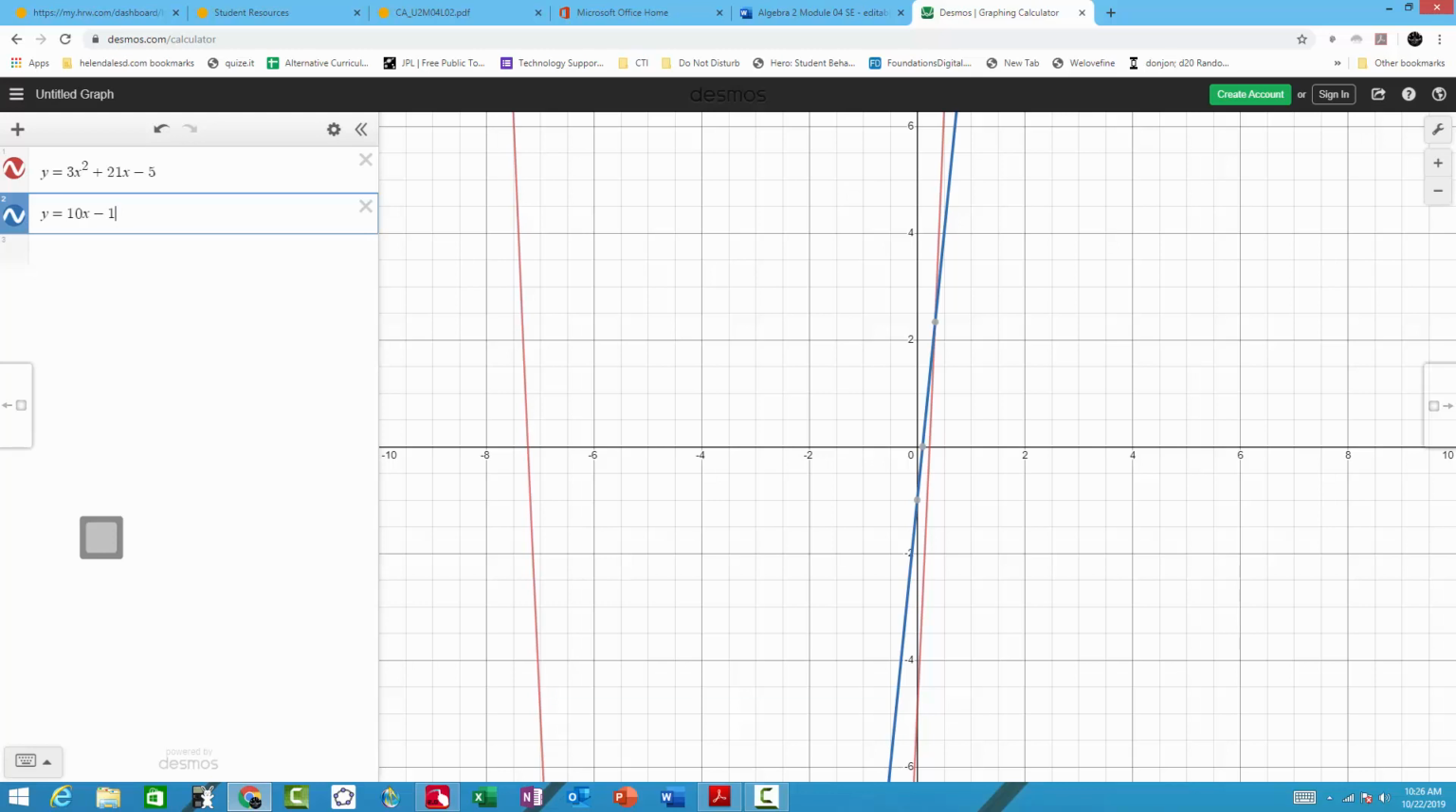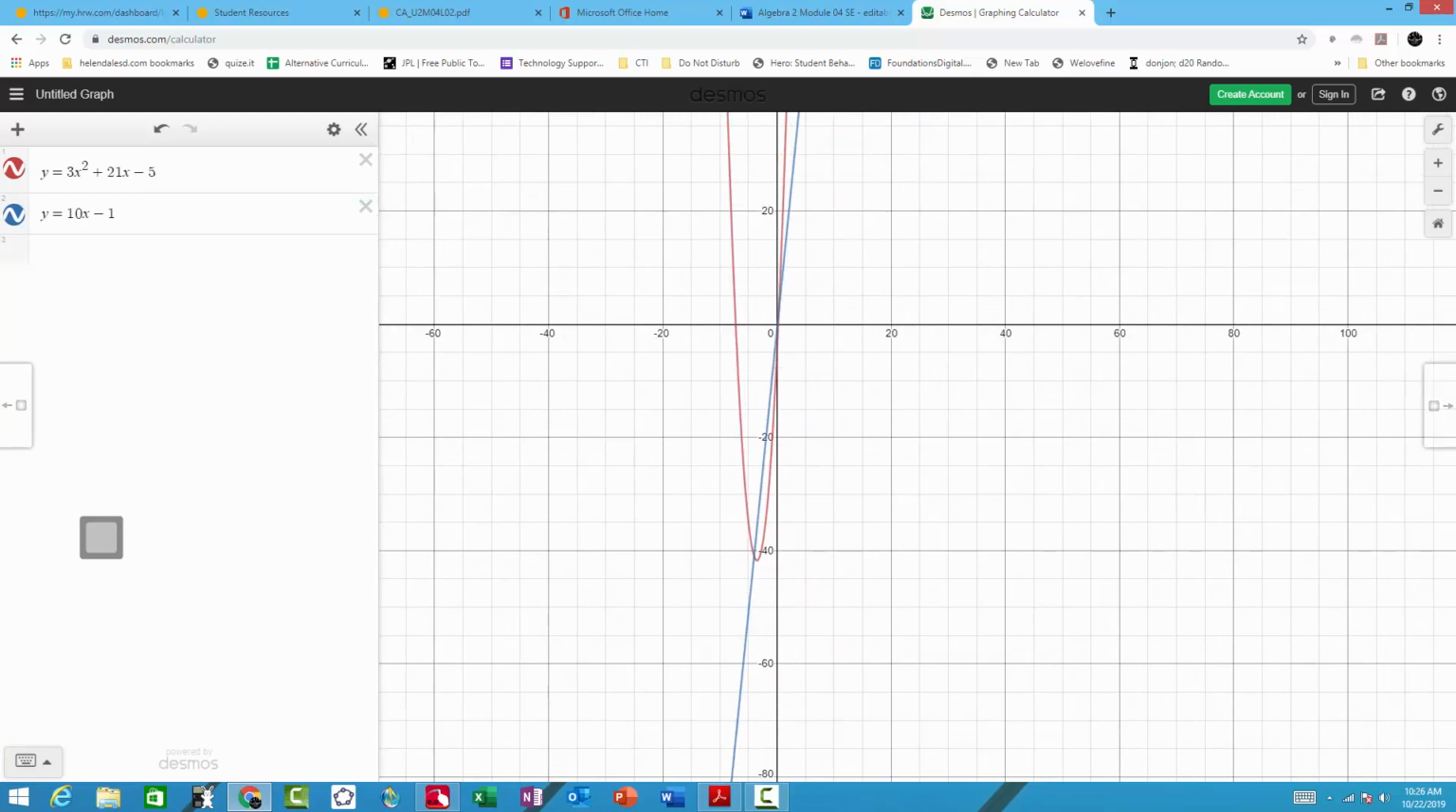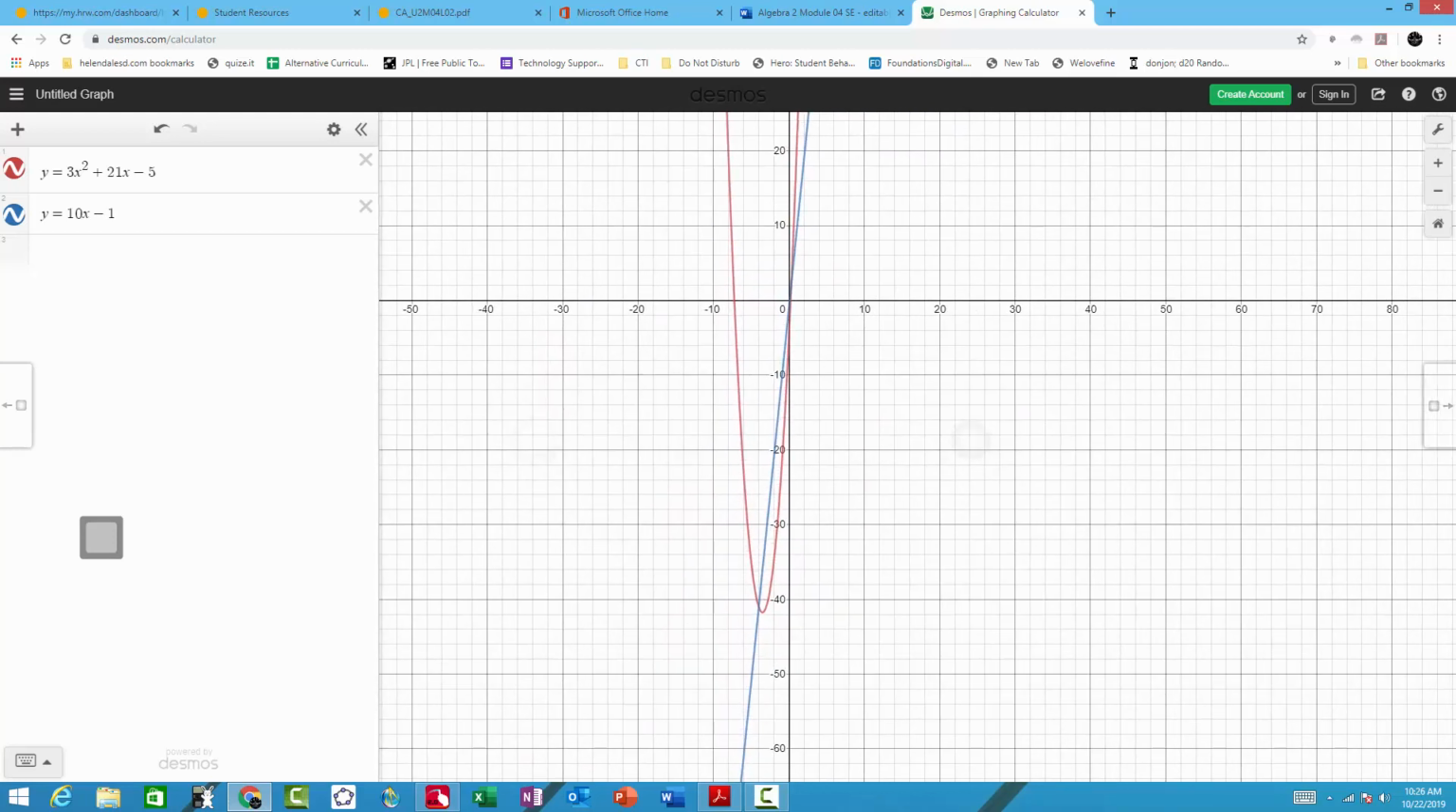So I just put in the second. Okay. All right. So we can see here. Let me go ahead and zoom. So we see our line is in blue, our parabola is in red, and Stephanie's on her phone.